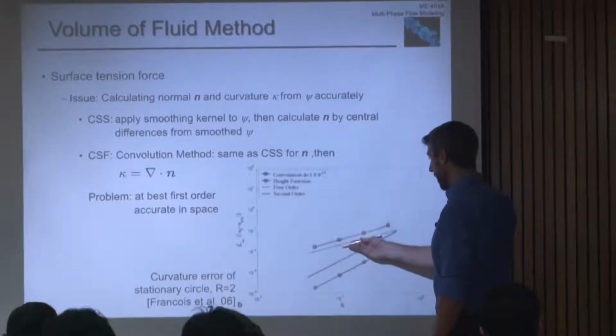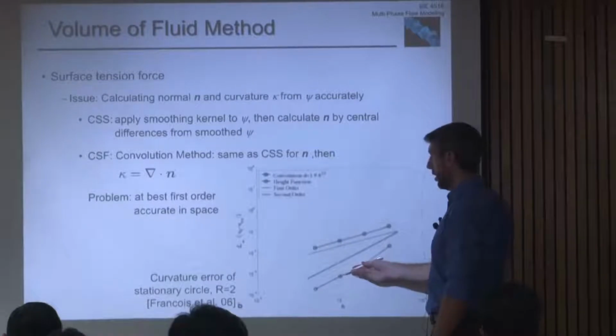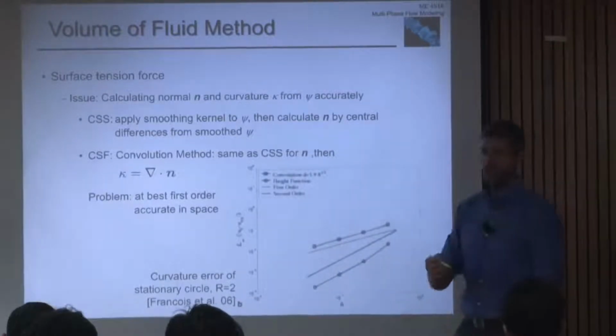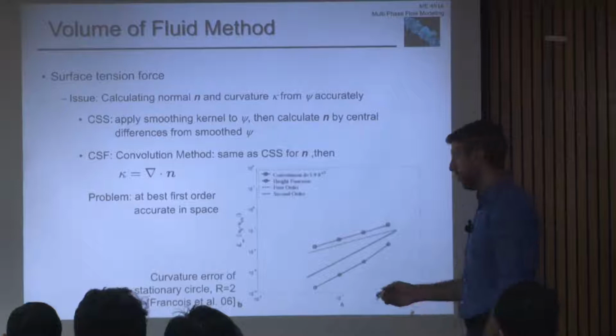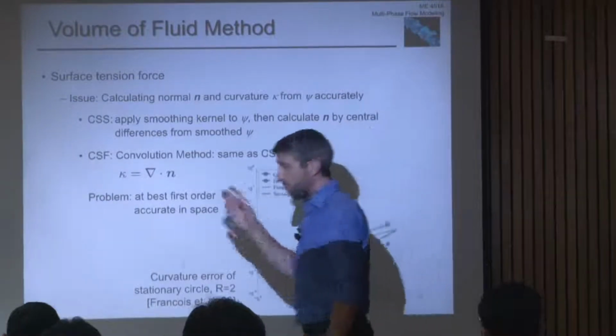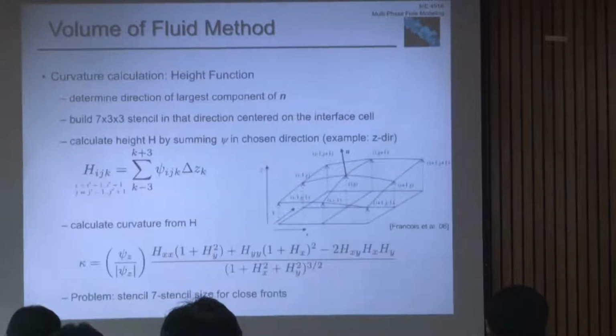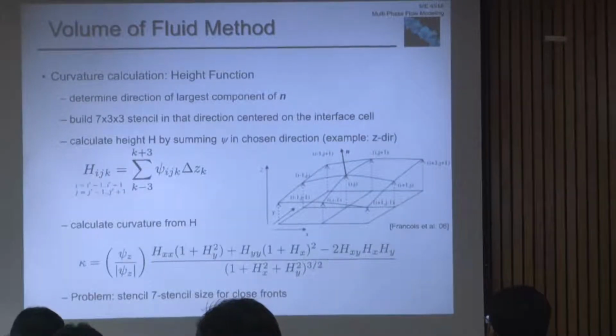So this is the first order line, and this is the second order line, and this was the method that... this is an alternative method called the height function method that we'll talk about right now. Those approaches are observed to be, at best, with a lot of care put in, first order only. How do you do better than this?